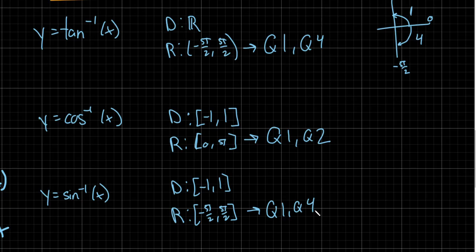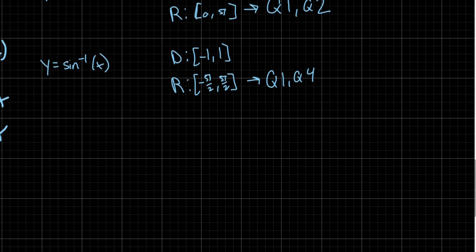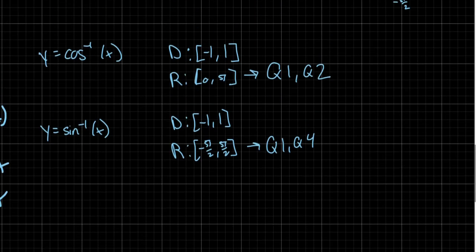Okay, this is the only thing you have to remember from yesterday: the domain and range restrictions for the inverse of all these. Why is this important? 0 to pi. Okay. We're going to do an example.